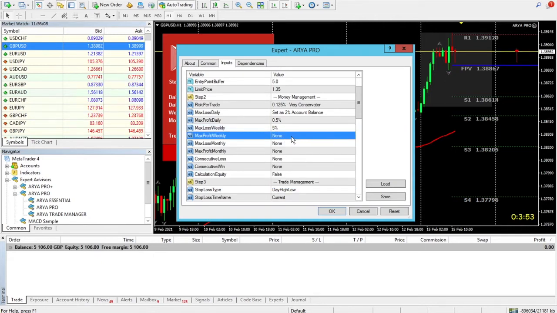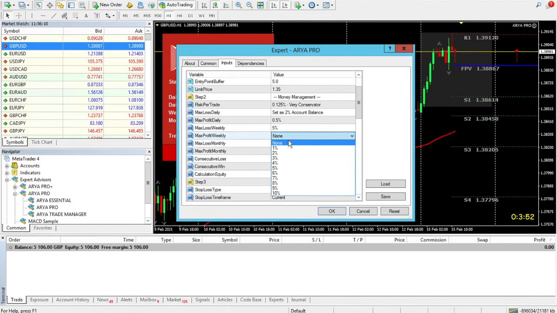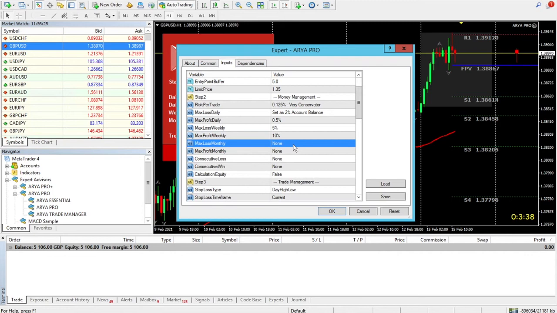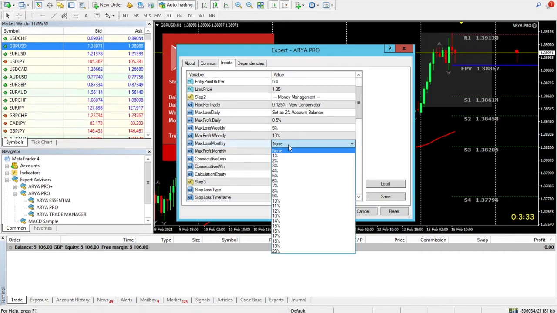In the same way, max profit weekly, you can choose from none all the way up to 10%. If you choose 10%, ARYA will stop trading and secure the capital when you've gained 10% during that week. Max loss monthly is the maximum loss per month on all assets combined. You can choose from none all the way up to 20%.